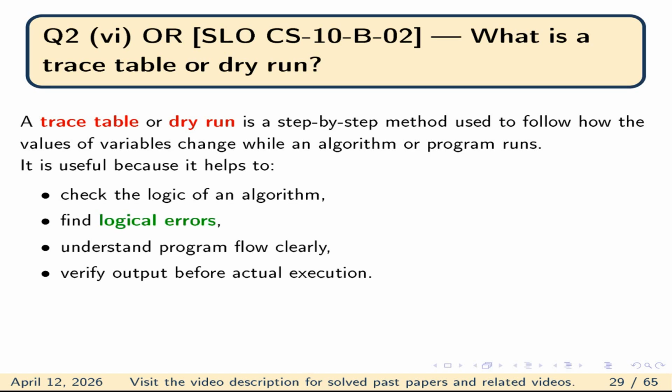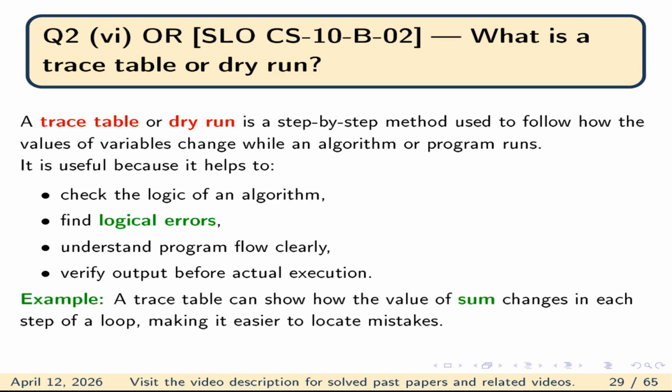It is useful because it helps to. ये किसलिए useful होता है? Because check the logic of an algorithm, find logical errors, understand program flow clearly, verify output before actual execution. Example, a trace table can show how the value of sum changes in each step of a loop, making it easier to locate mistakes.